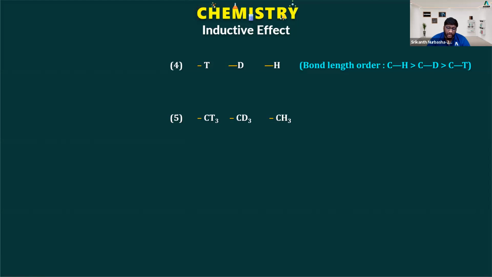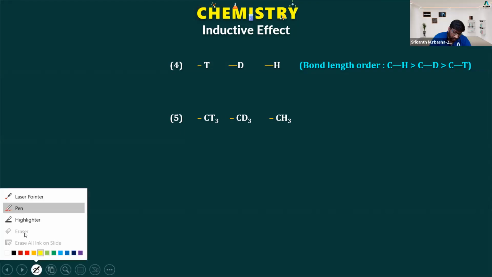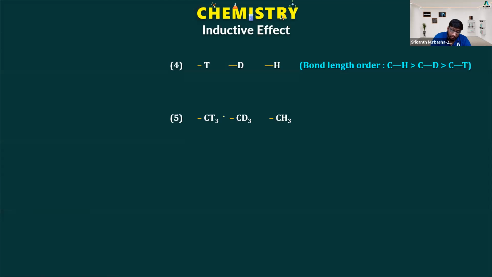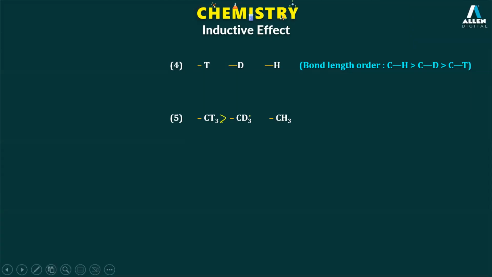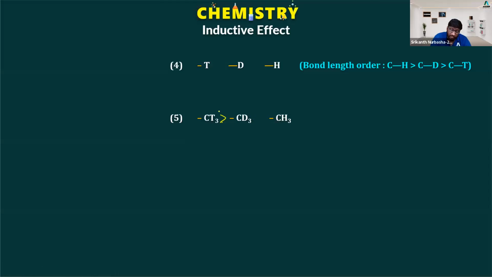Yes, Faizan, which will have greater electron donation tendency, CT3, CD3, CH3? CD3, because of effective resonance. You explained it at the time of acidity, I think. Yes, sir. So what is the reason why CT is greater than CD than CH?